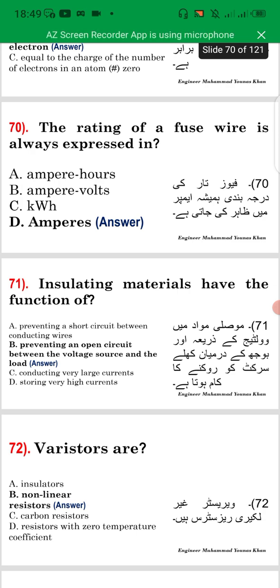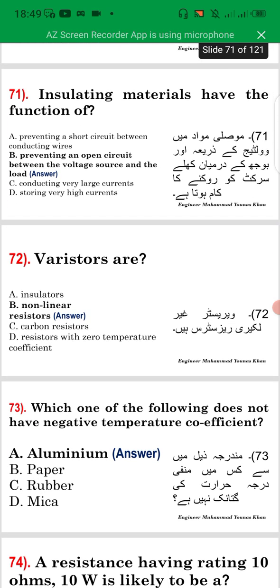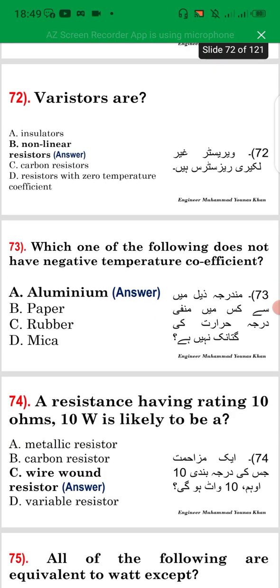Insulating materials have the function of preventing a short circuit between conducting wires, preventing an open circuit between the voltage source and the load, conducting very large currents, or storing very high currents. Varistors are insulators, non-linear resistors, carbon resistors, or resistors with zero temperature coefficient. Non-linear resistors.